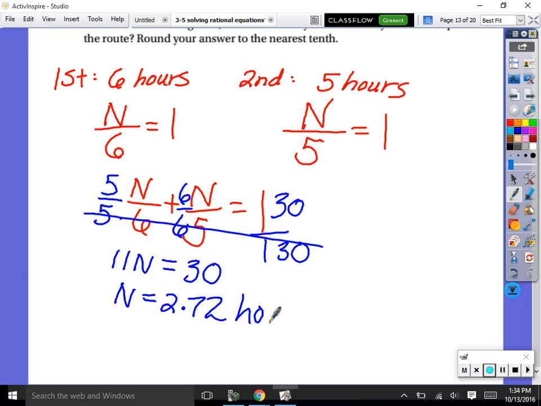2.72 hours. Now this answer would not be considered correct on an ACT. You would get it wrong because they would say 2.72 minutes, 2 hours and 72 minutes, which would be wrong. How would we do this?